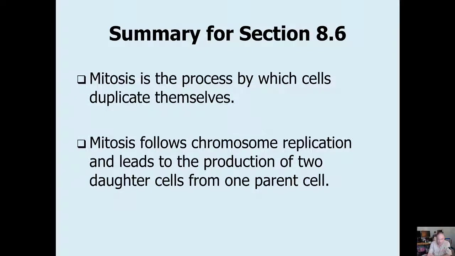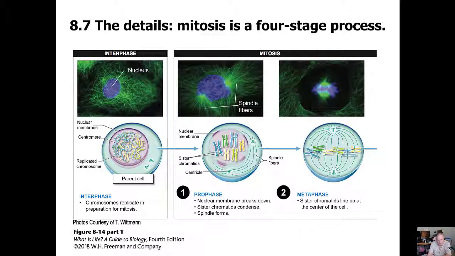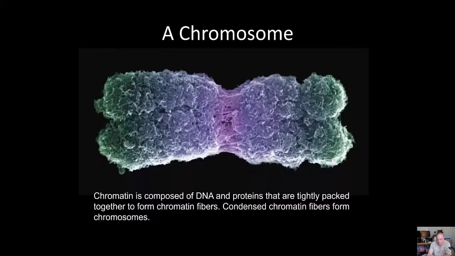So mitosis is the process by which cells duplicate themselves. Mitosis follows chromosome replication and the production of 2 daughter cells from 1 parent cell. So you can see the interphase, and then we go in a nice tight sort of a button, and then as we go into prophase, you see sort of an unpacking, or it is very much larger. You can see the chromosomes. And then we go into metaphase, which they line up in the middle. We've been over that, and lining up in the middle.